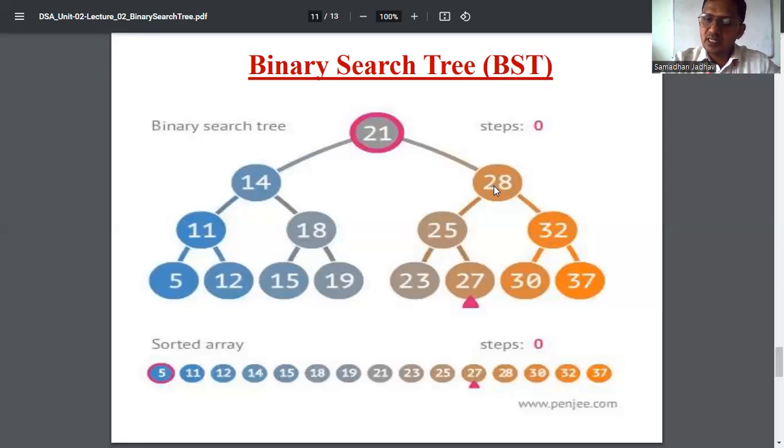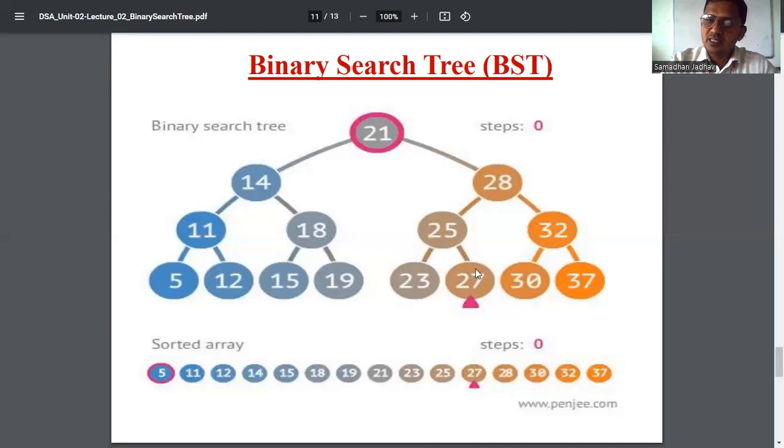So compare 27 with 28. It is not matching, but it is less than 28, so go to the left side. Then on 25, it is not matching with 27, but it is greater than 25. So go to the right, and on 25's right, we will get what? 27. As it is a binary search tree, we can apply this: whether a key is matching with the node or whether it is smaller or greater, and then we can move either left or right. So actually that reduces the number of comparisons.